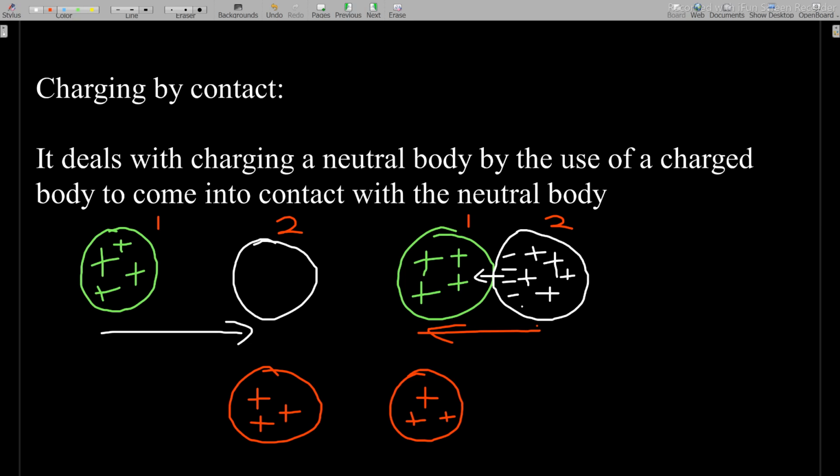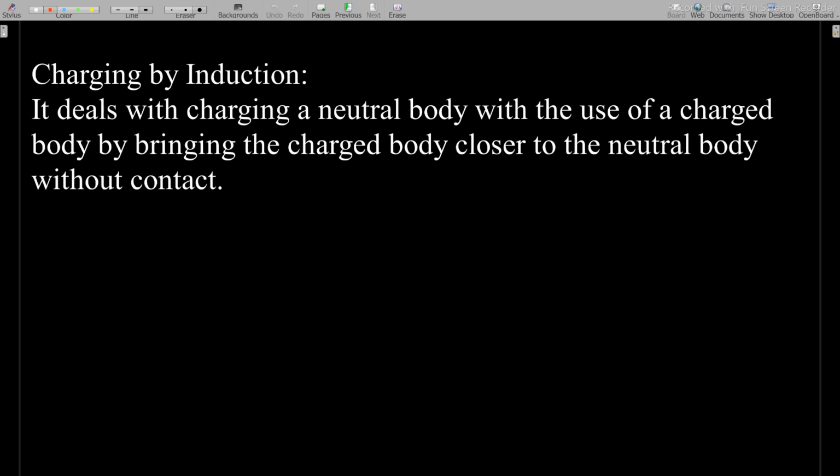Two neutral bodies, while contact deals with a charged body. Okay, let's go ahead and look at charging by induction. Charging by induction deals with charging a neutral body with the use of a charged body by bringing the charged body closer to the neutral body without contact.